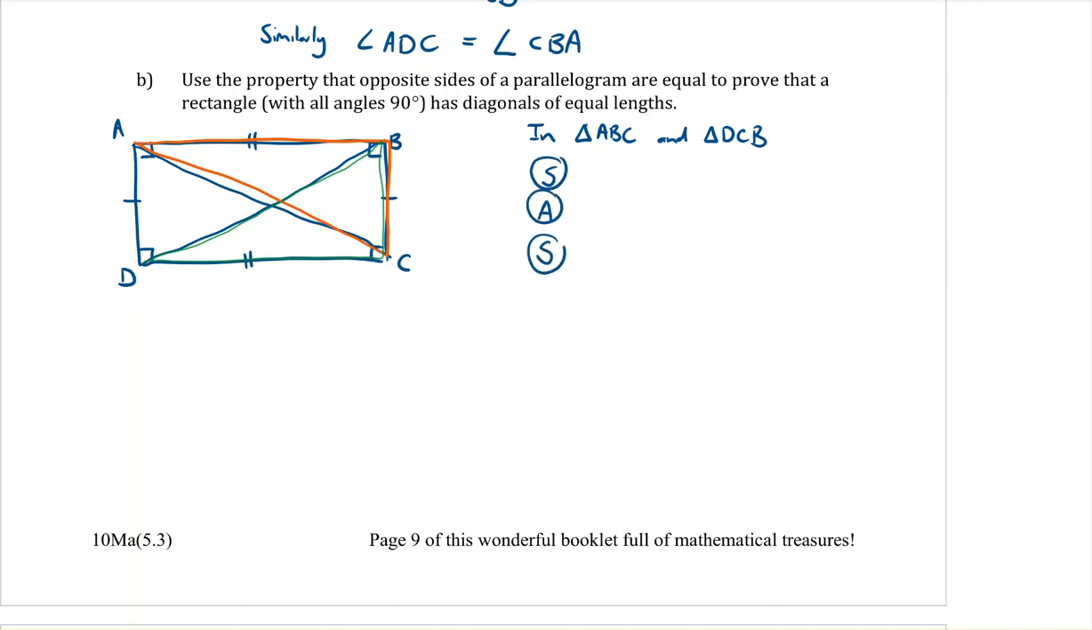So the first side I'm going to use in my orange triangle, I'm going to use the side AB. It's going to be equal to CD. And the reason I know that they're equal is because opposite sides of a parallelogram are equal. That's what I was told in the question. Parallelogram.